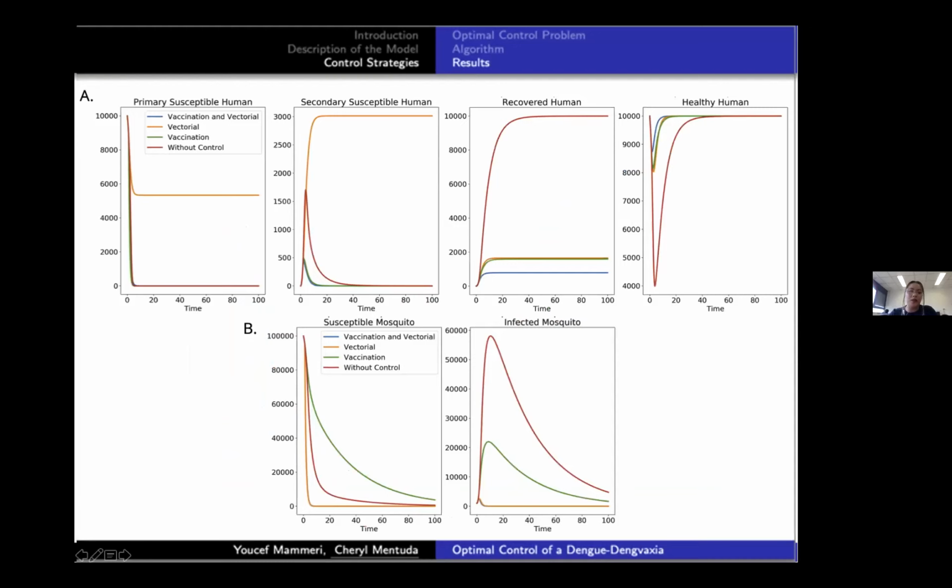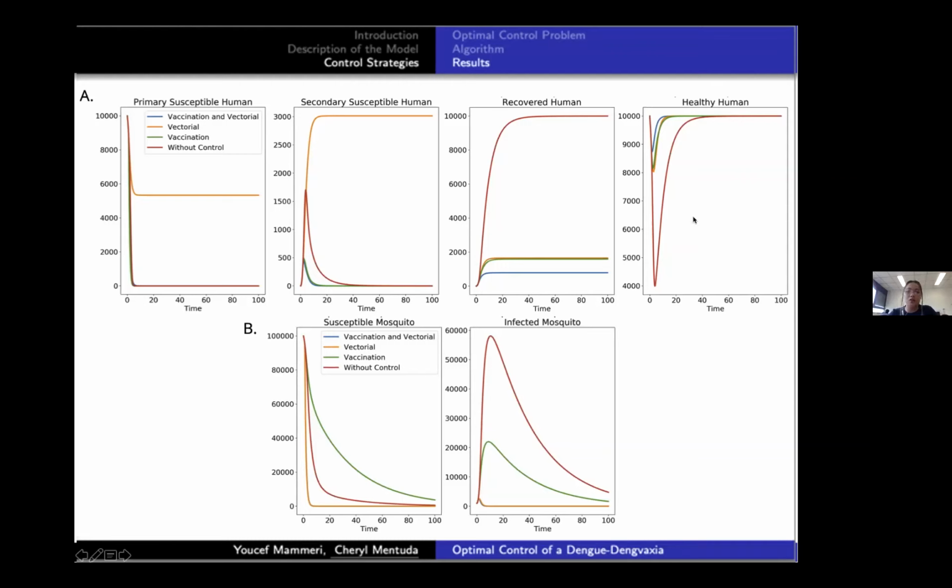Aside from that, we also have this numerical result for the primary susceptible human. Of course, the vectorial control has lesser impact on the primary susceptible humans, but this one shows that it takes 7.5 days for vaccination and 14 days for the combination of vaccination and vectorial control to reach zero primary susceptible individuals. Okay, and for the healthy human here, we consider the totally immune human, the TH, then the primary susceptible, the secondary susceptible, and the recovered human. This is the healthy human population that we considered here.